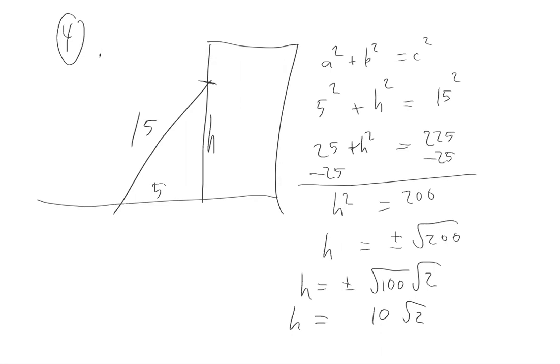That's the exact answer. Now it also wants an answer that's approximate. So what you'll do is you'll go to your calculator and do 10 times the square root of 2. So then you'll get an approximate answer for the second part of this question. And when you have an approximate answer, you symbolize that with the wavy equal sign. So H is approximately 14.1. And that's rounded to the nearest tenth.